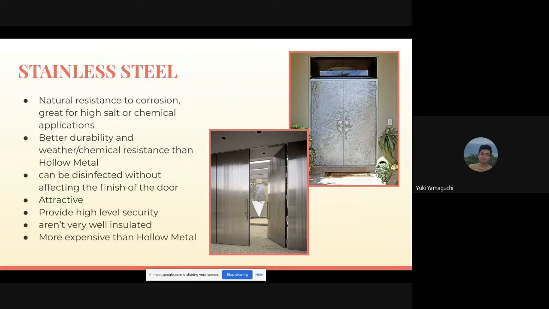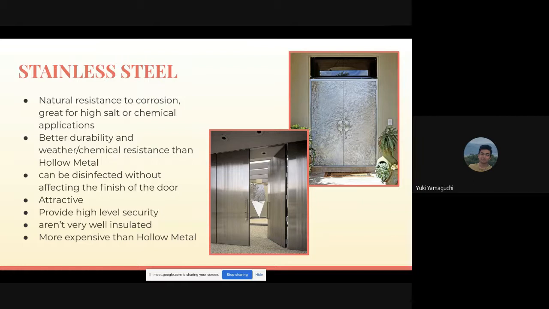Third, we have stainless steel. Stainless steel is good because of its natural resistance to corrosion, which makes it great for high salt or chemical applications. This is why people usually use steel doors when their houses are near coastlines or beaches.